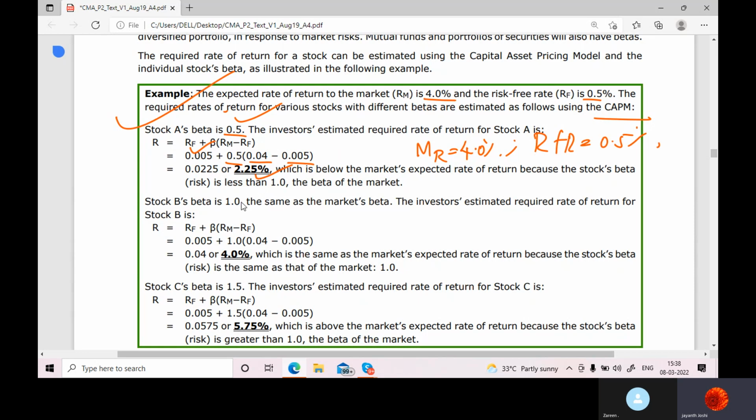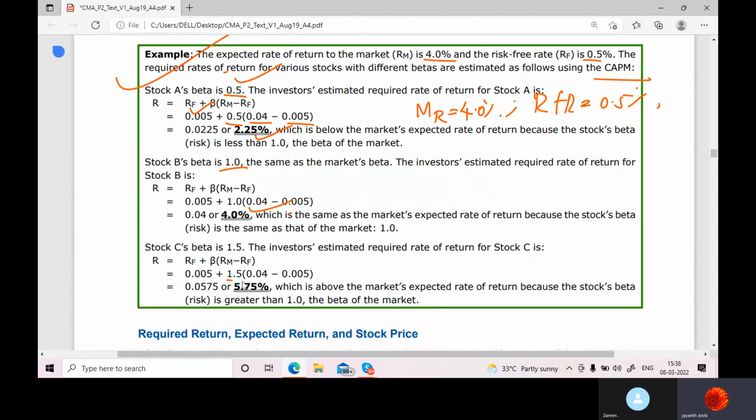And when you increase your beta from 0.5 to 1, you see your returns are increasing. Why? Because risk is increasing. Again, with a further increase of beta, when the risk is increasing, that is beta, the return is also increasing. And you can see here, this is always constant, risk-free rate. And market return is also constant. Only the betas are changing. And you can see risk increases, returns increase. Why? Because the more the risk, the more the returns you should expect.